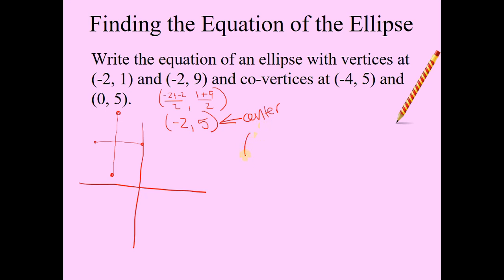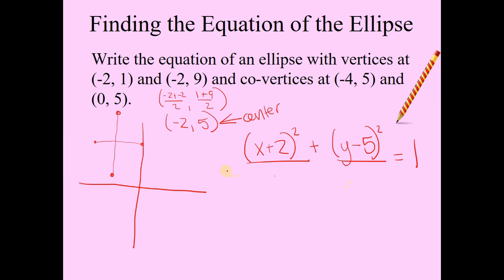So I can start to write my equation. That would be x plus 2 squared over something. I'm not sure on the something yet. y minus 5 squared over something equals 1. Now, let's find our a and let's find our b.